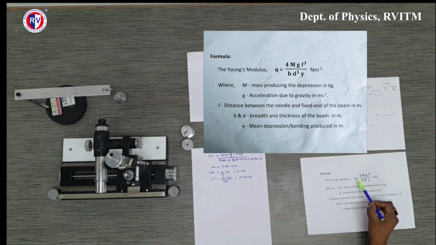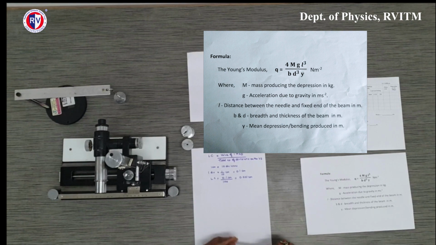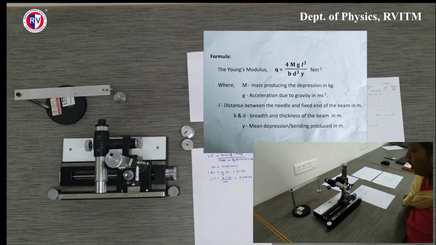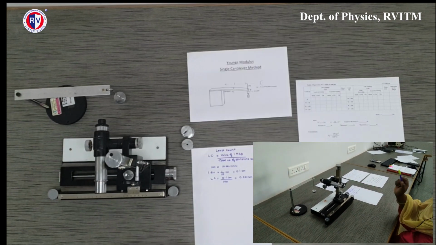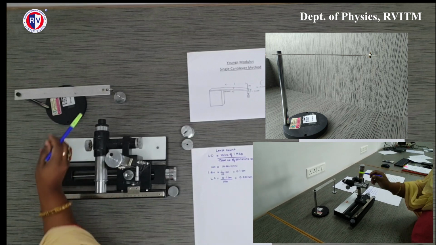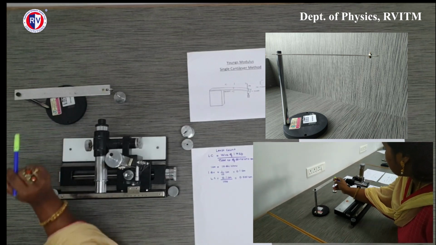Okay. So now we have looked at the formula of our experiment. Now let us look at how the experiment is done, that is, let us look at the procedure of the experiment. So as you can see, we have a travelling microscope here and the single beam here. You can see a needle here. This is our reference point.